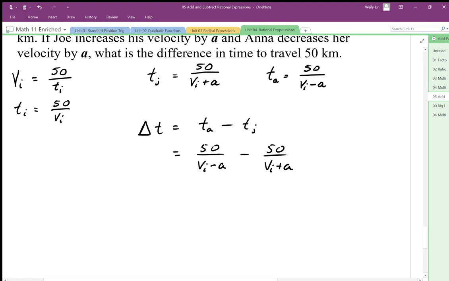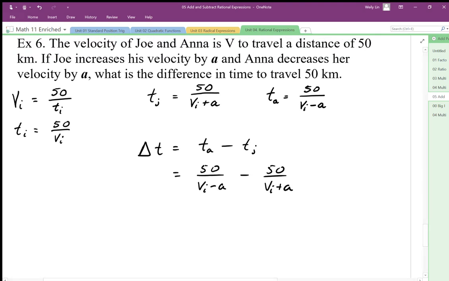Just to pause for a moment, a lot of this is about figuring out how to set up the relationship. I started off with this velocity relationship. I had to rearrange it a bit because the question asks for the difference in time, so I needed to rearrange it to generate that expression. Once I've generated that expression, I can express the time for Joe and the time for Anna, which I need to find the difference, in terms of the information given: increasing the velocity, I change the velocity, and decreasing the velocity, I change the velocity.